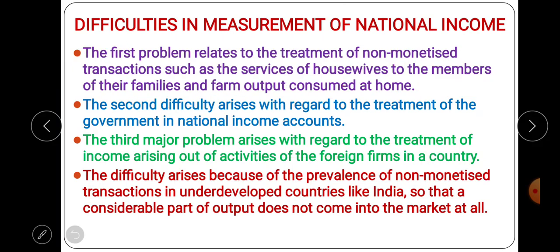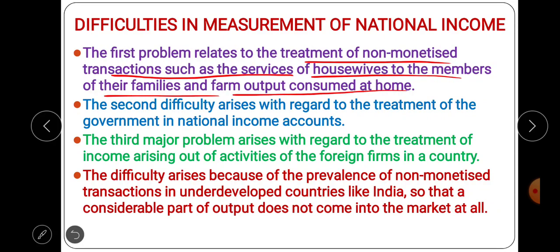Okay. Then there are certain difficulties in the measurement of national income. Let us see. The first problem is related to the treatment of non-monetized transactions, such as the services of housewives to the members of their families and the farm output consumed at home, that are not considered in the national income. Okay. Then the second difficulty arises with regard to the treatment of the government in national income accounts.